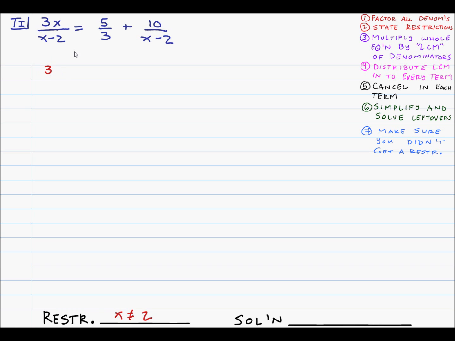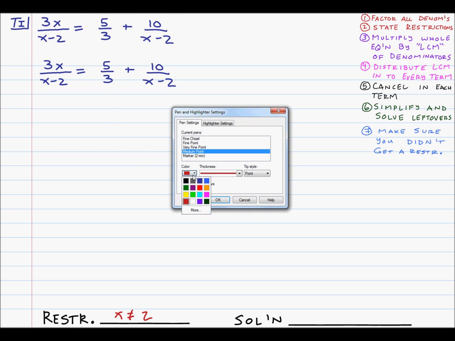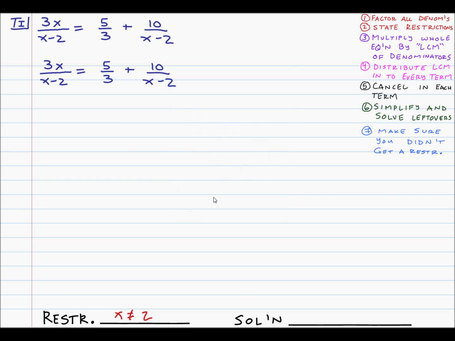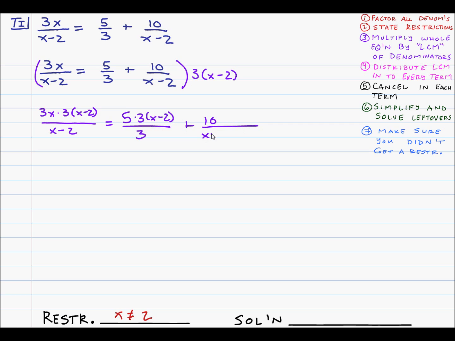So I'm going to multiply this whole thing, which I can cheat by stealing this guy. Let's see, what color do I need? Purple. So multiply it with purple. Jeez, I'm rushing myself. Multiply everything by 3(x minus 2). That's going to be my LCM of everything here. If I distribute it in, I'll get 3x times 3(x minus 2) over x minus 2 equals 5 times 3(x minus 2) all over 3 plus 10 over x minus 2 times 3(x minus 2).